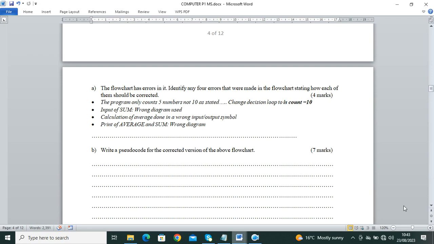The first error is that the program only counts 5 numbers, not 10, as stated. So change the decision loop to count equals 10. Second error is that for input of sum, the wrong diagram was used. The next one is that the calculation of average is wrong; it should use an input/output symbol. The next error is that for print of average and sum, the wrong diagram was used.